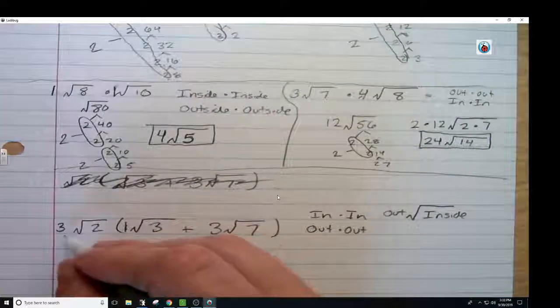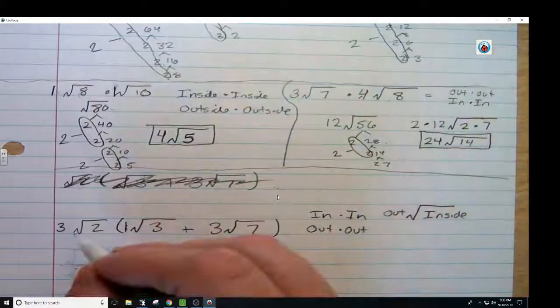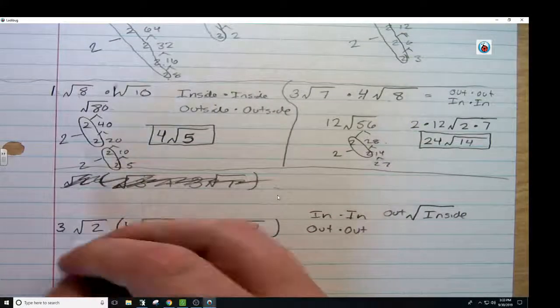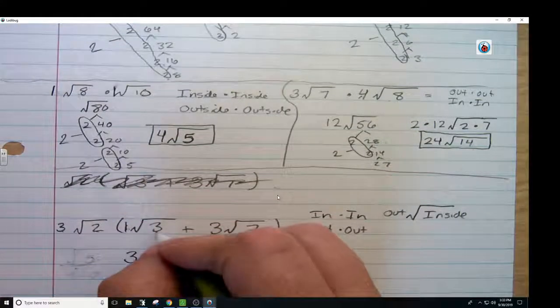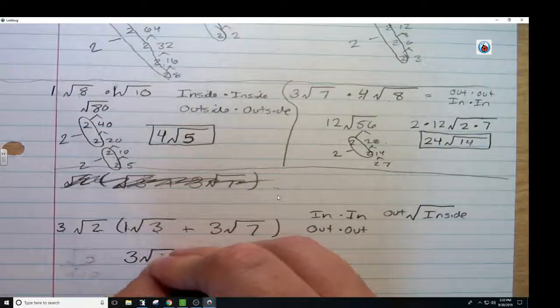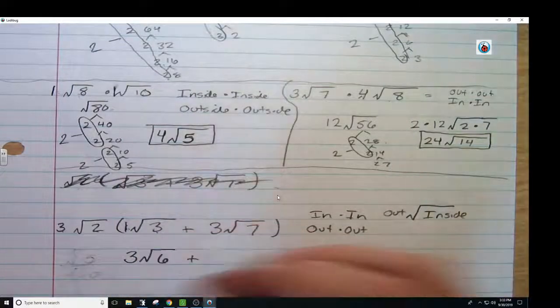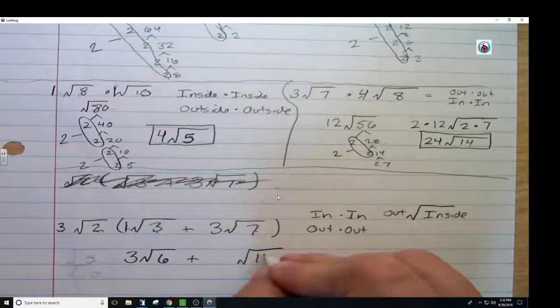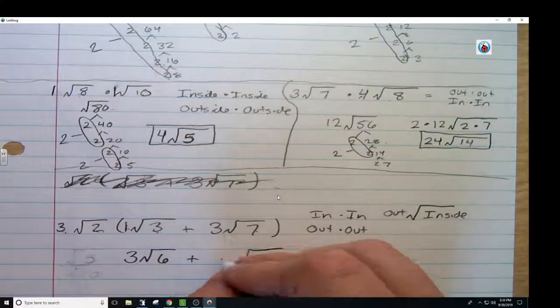Now inside times inside, outside times outside. Okay, so outside times outside. 3 times 1 is 3. 2 times 3 is 6. Plus. Now inside times inside. 2 times 7 is 14. 3 times 3 is 9.